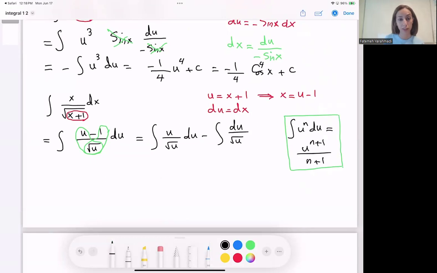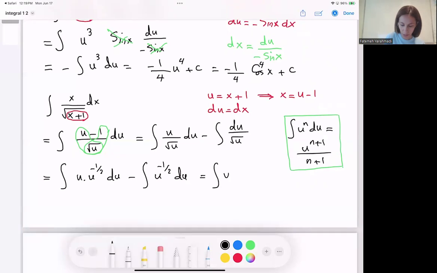Let me close this up and go to the next step. Now we need to simplify this further. This is equal to the integral of u times u to power negative a half du minus the integral of u to power negative a half du. If you combine these two together, you get the integral of u to power a half du minus the integral of u to power negative a half du.